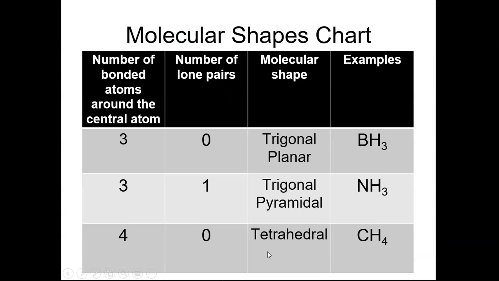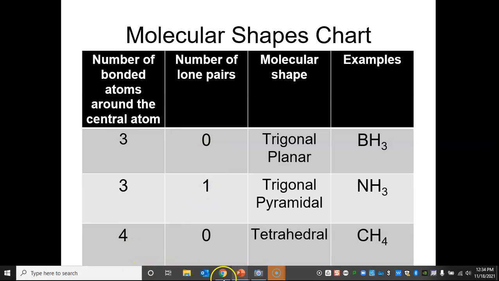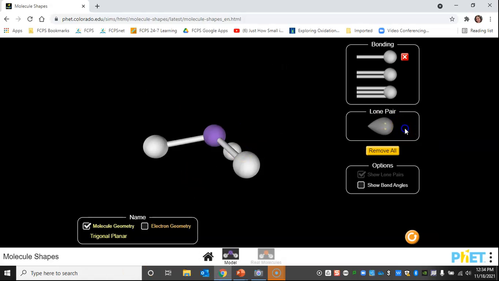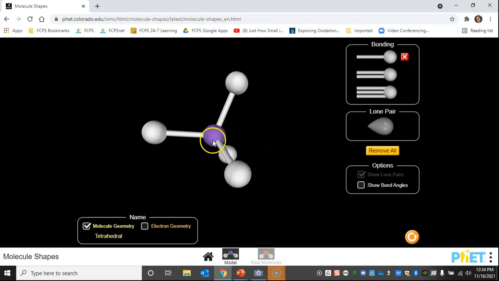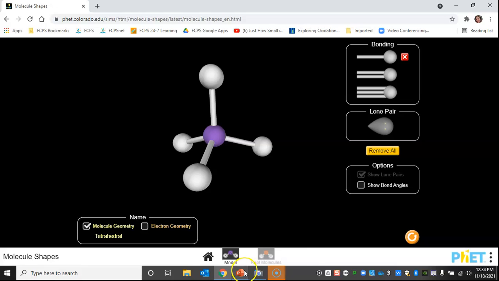And finally, if I have four bonded atoms around the central atom and no lone pairs, that would be called a tetrahedral. So I'm going to remove that lone pair, add a fourth bond, and that is called a tetrahedral. Remember, tetra is a prefix meaning four.